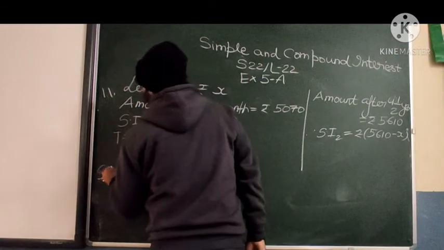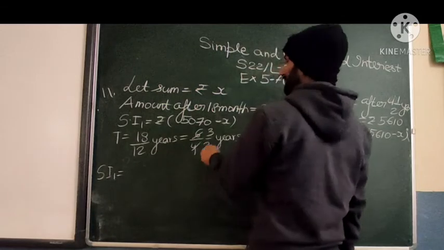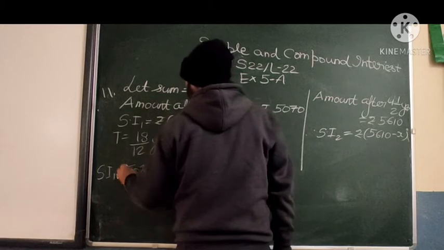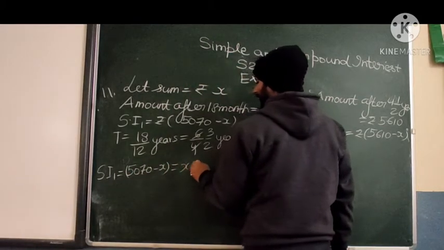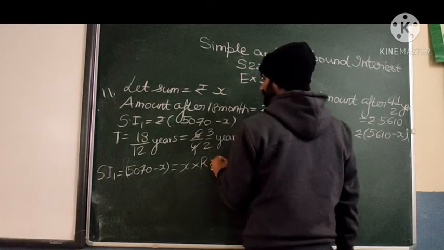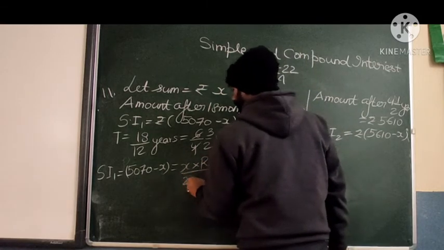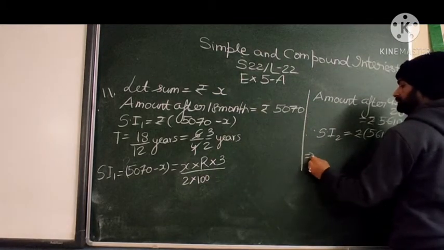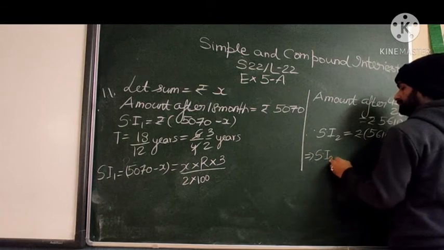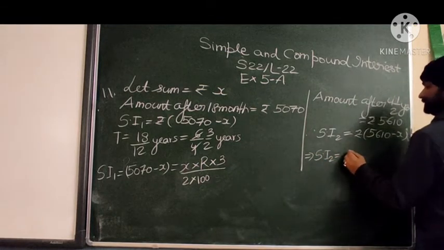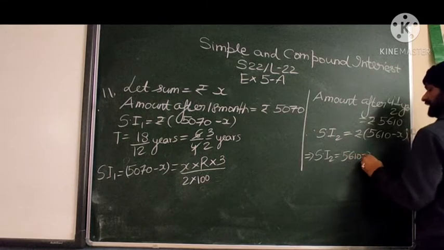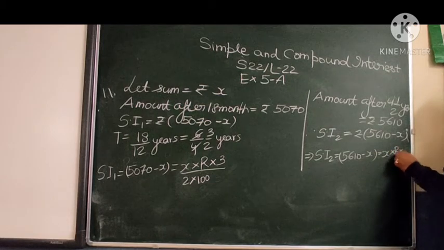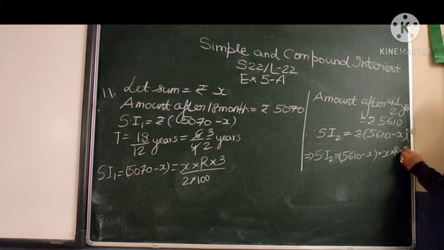So SI1 is equal to, what is SI1? 5070 minus X is equal to P into R into T by 100. P is X, R is the rate, and time is 3/2 years, 3/2 into 100. We'll get one more formula for SI2. Is equal to what? 5610 minus X is equal to X into R into, what is the time? 4 and 1/2, so 9/2 years.